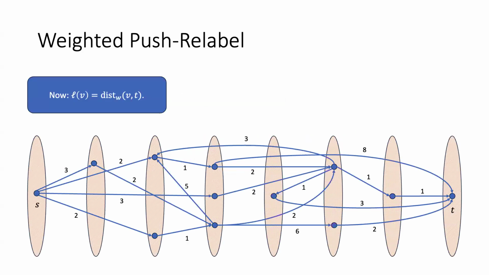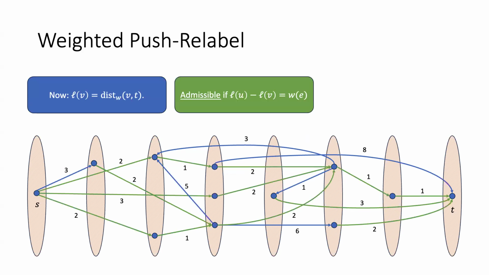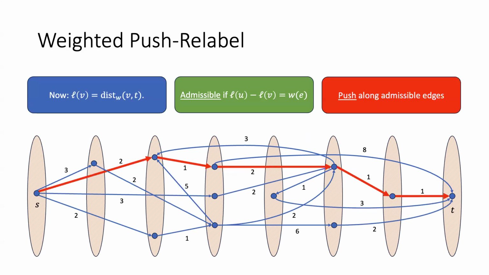So concretely, how this works: we again consider the same graph, but now with weights on the edges. And instead of setting the label to be the unweighted distance to the sink, we set it to the weighted distance. An edge is said to be admissible if it is tight across distance levels, so if the difference between the labels of its two endpoints is equal to its weight. And again, we only consider pushing flow through an admissible edge. So this alone will not give us the speed up that we want. Instead, we will need to relax the equality condition here a little bit.